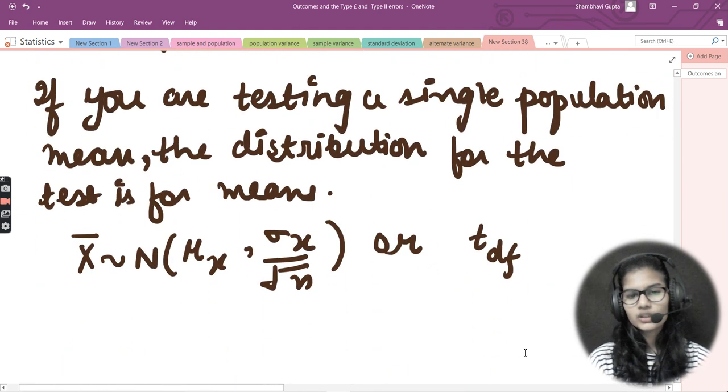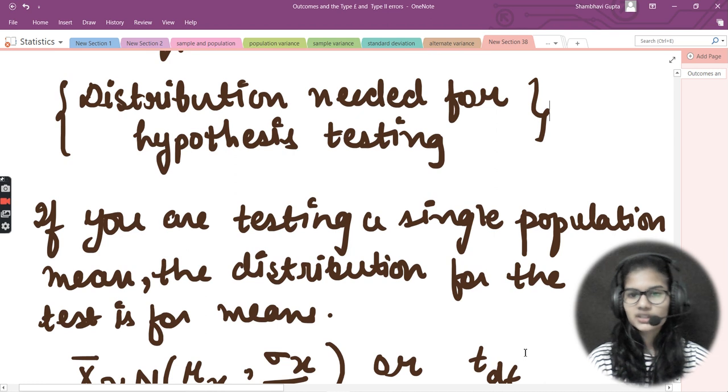There are some more things, some more formulas as well to discuss, that we'll be seeing in the next video, right? So I hope that you have got a clear and fair idea, first of all, of how to solve the questions for type 1 and type 2 errors. Other than that, you have got an idea regarding the first formula which comes under the distribution needed for hypothesis testing. So the rest of the things we'll be seeing in the next video.